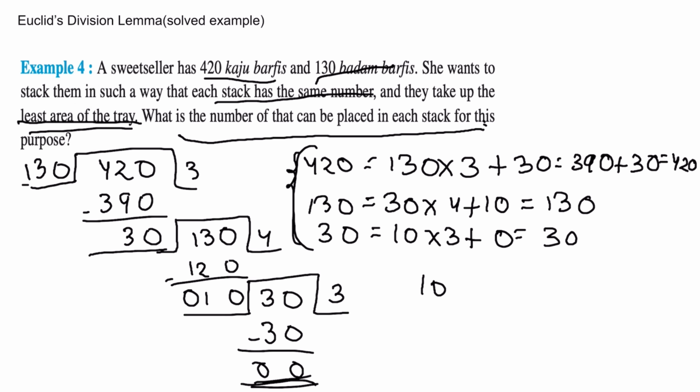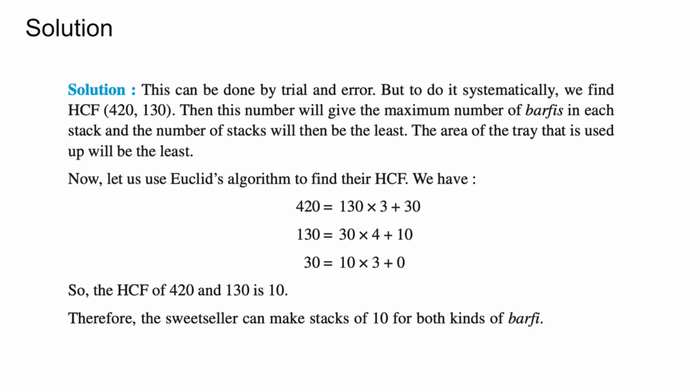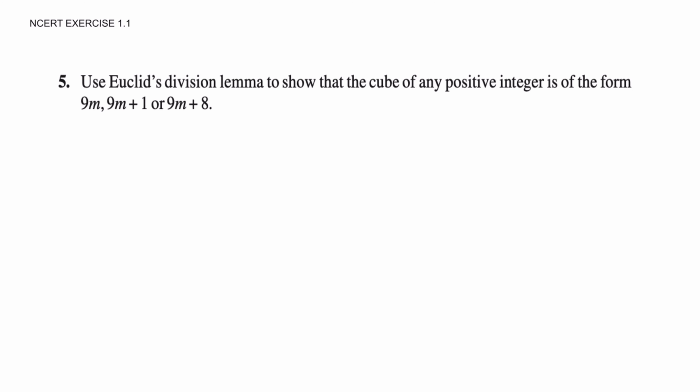Great. We can also do it by long division Euclid. We can do it by this. Any way which you are comfortable with will work. Great. So you can take a screenshot of it if you want, else it is also present in your books for you to look at. So as you can see, the HCF of 420 and 130 is 10. Therefore, the sweet seller can make 10 stacks of 10 for both kinds of barfi. Great. Now let's move on to our next question.